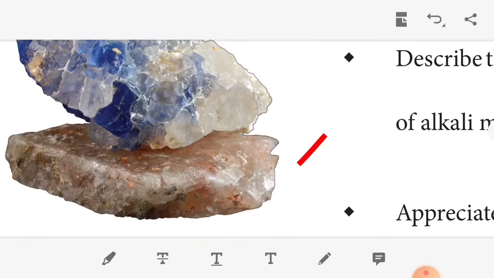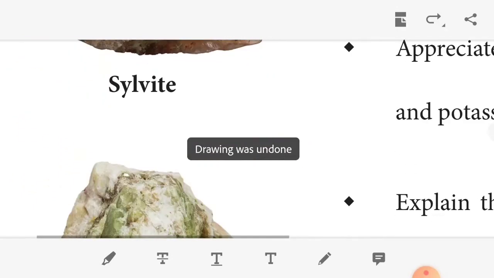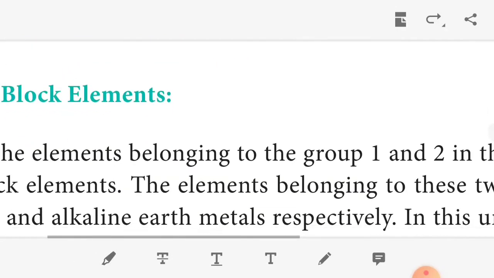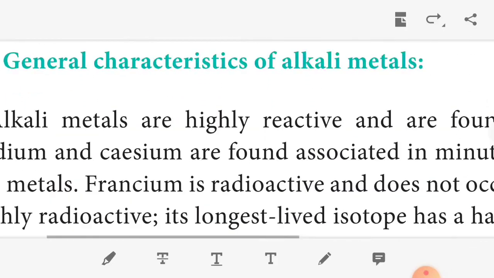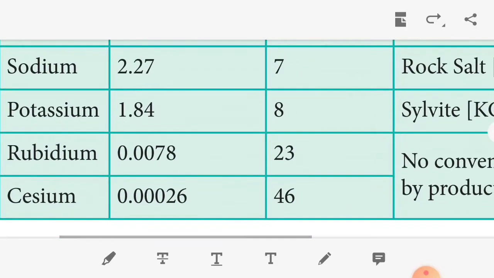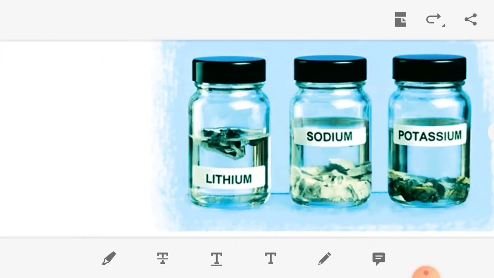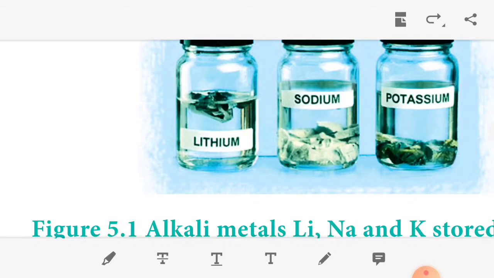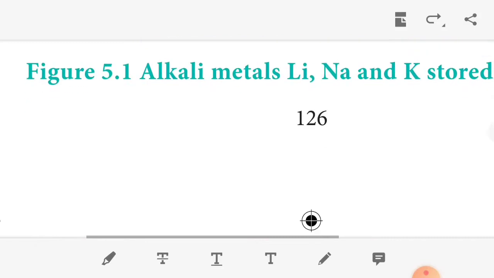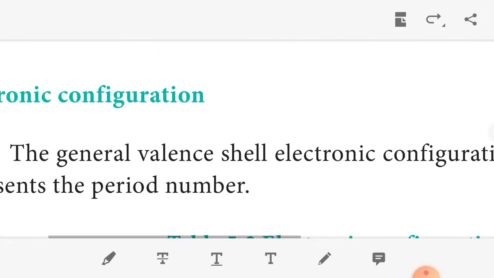The next one, rubidium. The abundance in the earth's crust is 0.0078 and the relative abundance is 23. It is not a convenient source; it is obtained as a lithium processing byproduct. Cesium is also obtained as a lithium processing byproduct. Lithium, sodium and potassium are all stored under oil. The next topic is the electronic configuration of alkali metals.